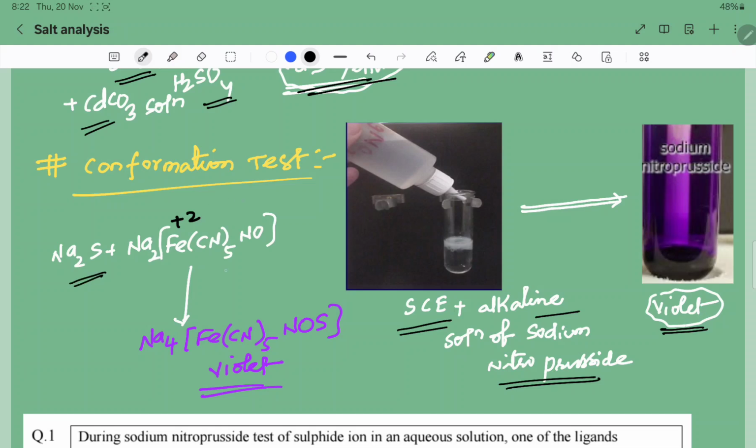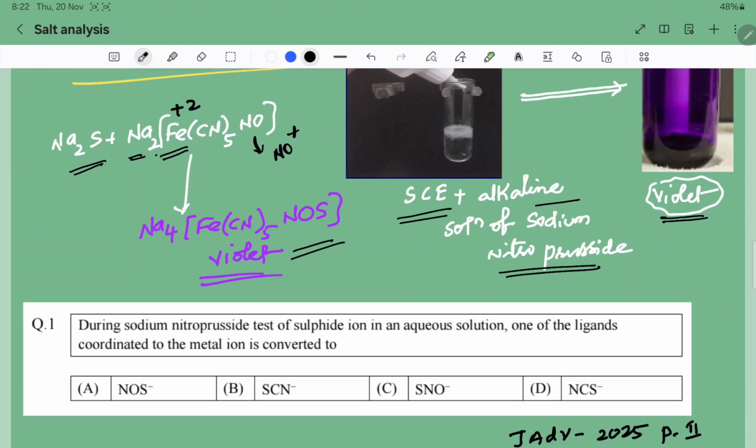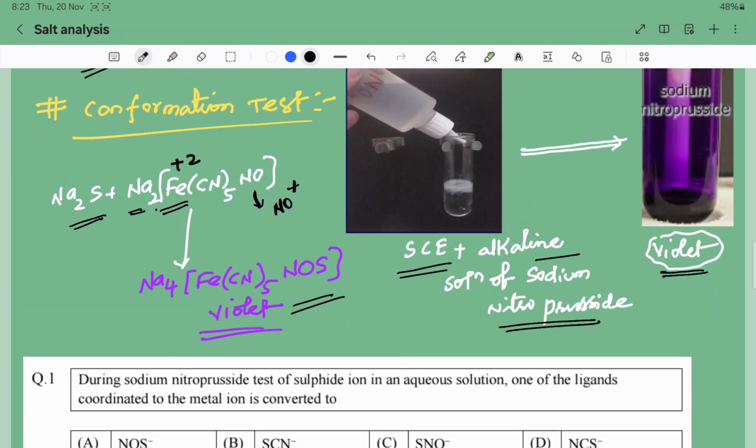Sodium sulfide reacted with sodium nitroprusside, iron oxidation number will be plus 2, NO acts as NO plus, the nitrosonium ion, and these two sodiums added here, Na2 becomes Na4, sulfur enters into the coordination sphere, and a violet complex is observed when sodium sulfide reacts with the sodium nitroprusside, right?